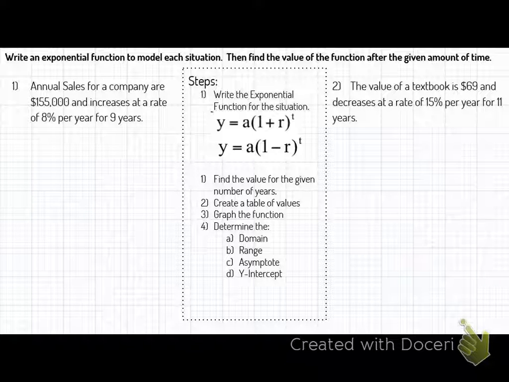So in this example, her annual sales are $155,000, and they increase at a rate of 8% per year for 9 years. Okay, so let's think about this in terms of math. Let's think about percentages. Let's take us back to 7th grade. If you had $155,000 this year, and you keep $155,000 for next year, how many percent of the $155,000 did you keep for that second year? 100%. Did y'all understand that?